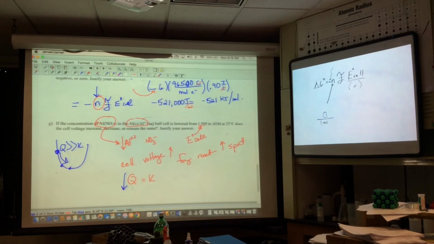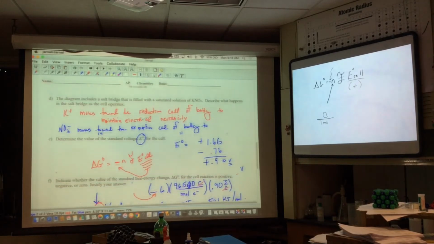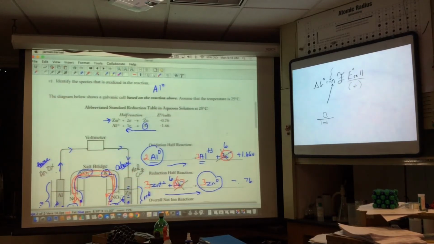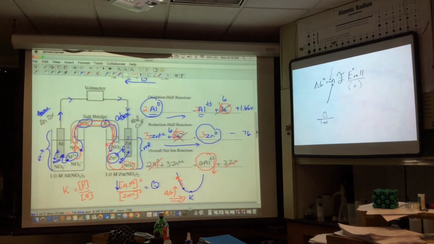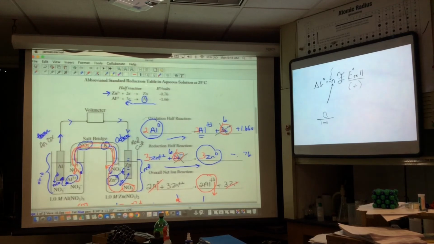explains why the salt bridge works, identifying a cathode and anode. What if they didn't give you this overall reaction? Okay, let's do that. What if they didn't give you the overall reaction? They were hinting from the reaction that this guy was oxidizing. They were giving that away, but they didn't have to. So if they didn't give you the overall reaction, you'd have to be armed with what?